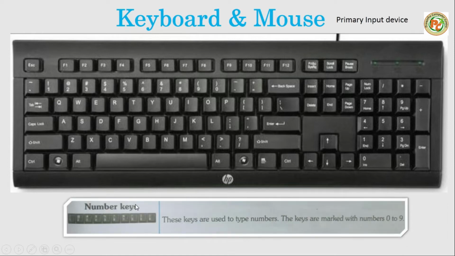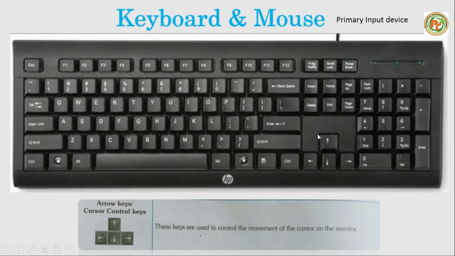Next, number keys. Number keys means from 0 to 9: 0, 1, 2, 3, 4, 5, 6, 7, 8 and 9. This is called the number keys. Using this we can type any birth date, any address numbers, any kind of numbers, so it is called the number keys. Next, arrow keys, or we can say the cursor keys. There are 4 arrow keys: up arrow key, down arrow key, left arrow key and right arrow key. They are also known as cursor control keys. Using these we can move the pointer on the screen, up, down, left and right.